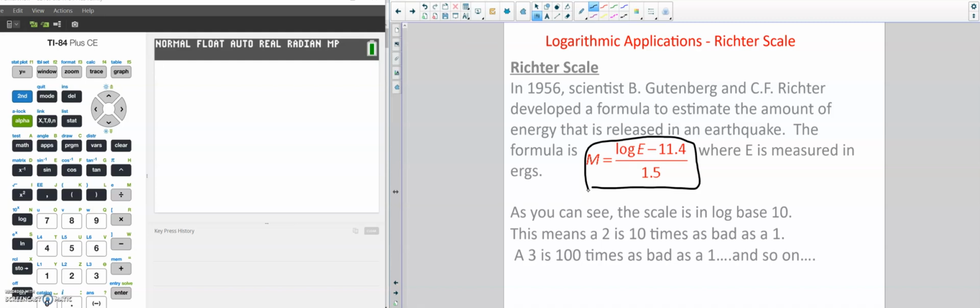E is measured in ergs, it's usually in scientific notation, and M is the Richter scale, which we usually round to the nearest tenth. Since it's base 10, a 2 on the Richter scale is 10 times as bad as a 1. So it's not double, it's actually 10 times.